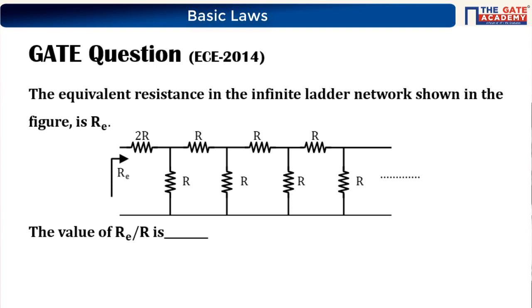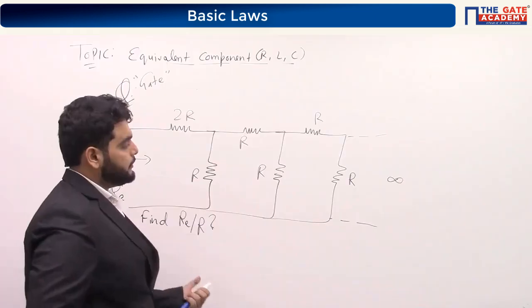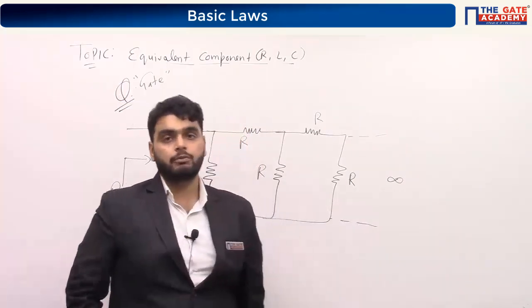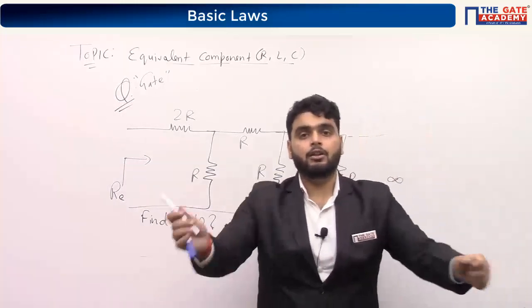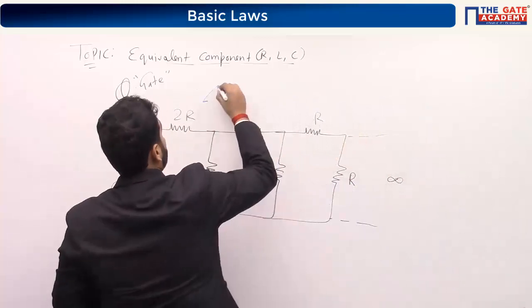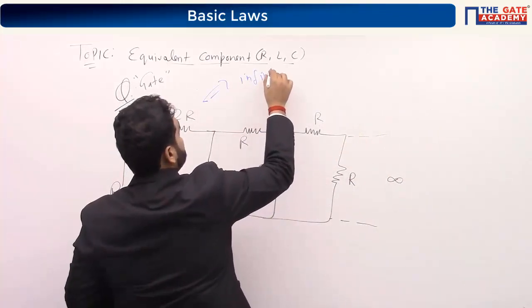You can also solve it in that way, that we have to find out the value of RE by R. Try to solve this question. So we will solve this question. See carefully. In this question, what is given? We have given some resistance, and in the end we have an infinity attached, which means this same model is repeating till infinity. So first of all, this is the infinite ladder question.